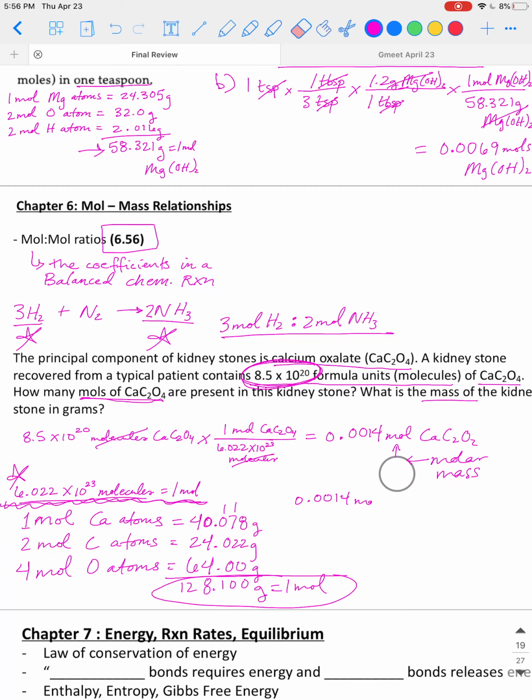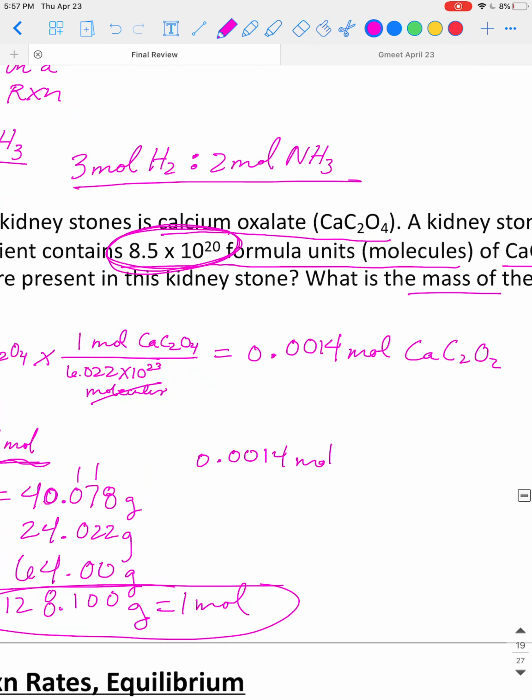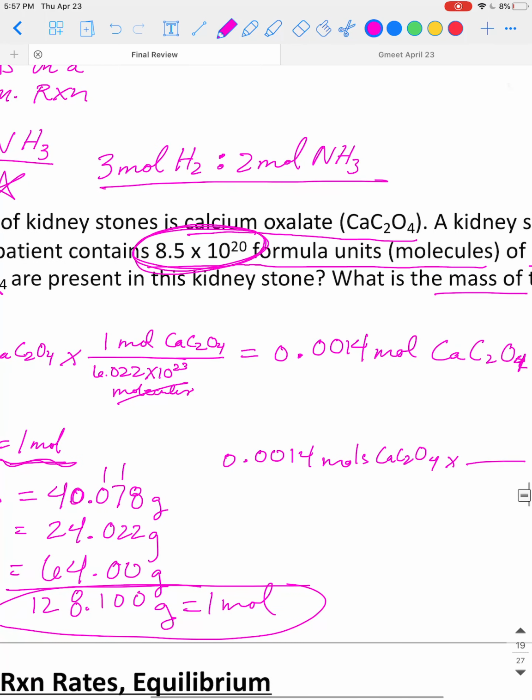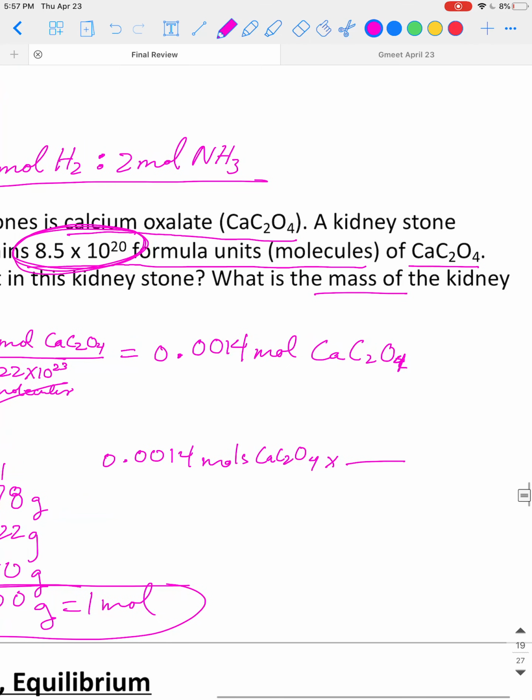So we're going to take this number of moles from our first answer, 0.0014 moles. Let me erase. Oh, this should be a 4. 0.0014. And now we're going to use the molar mass we calculated and convert to grams. So for every 1 mole, I'm going to write that on bottom because I want it to cancel, we get 128.1 grams of calcium oxalate, CaC2O4.